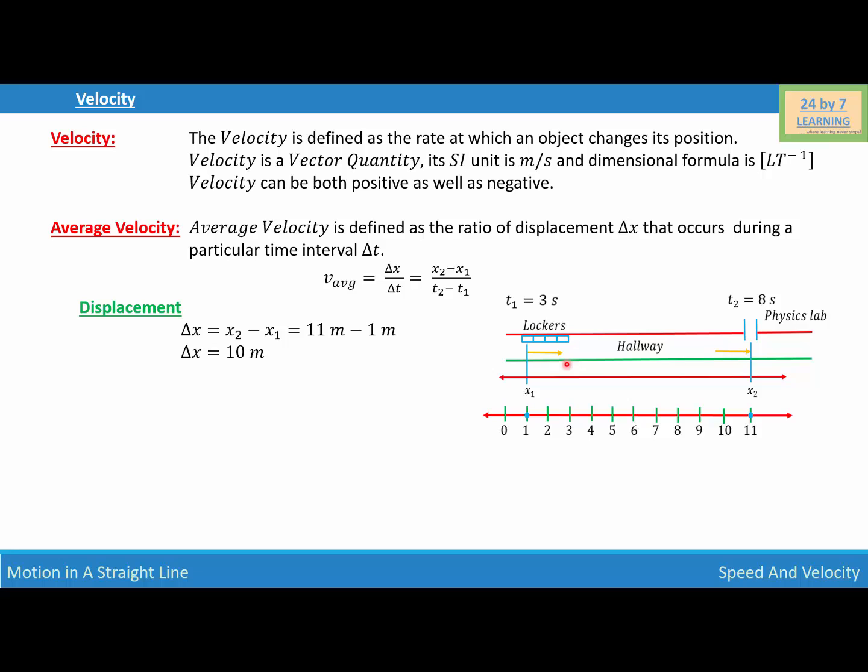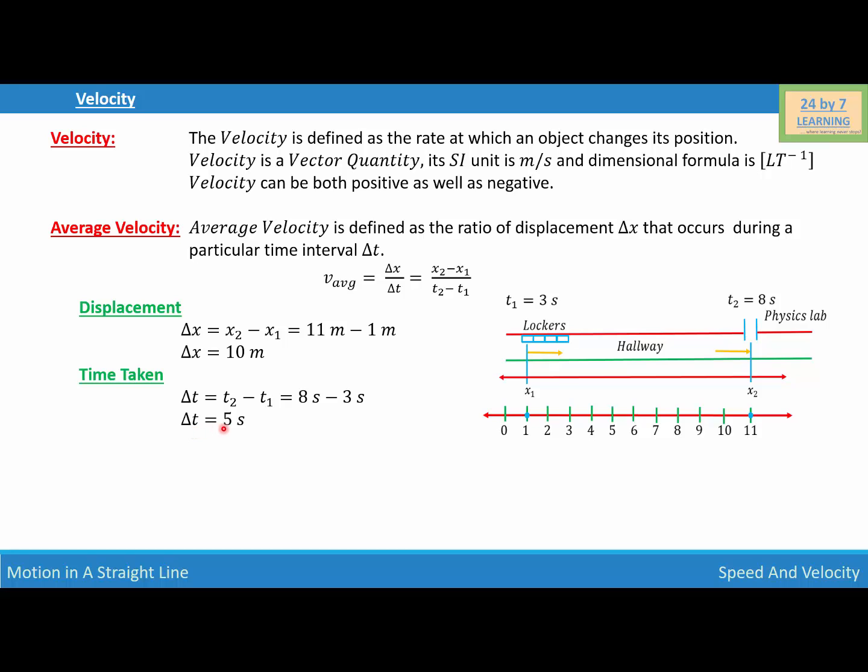Now we need to find the change in time, and the time changes from 3 seconds to 8 seconds. So the time taken is basically delta t is equal to t2 minus t1, and t2 is 8 and t1 is 3, so we'll write 8 seconds minus 3 seconds, and 8 minus 3 is 5 seconds. So the change in time is 5 seconds.